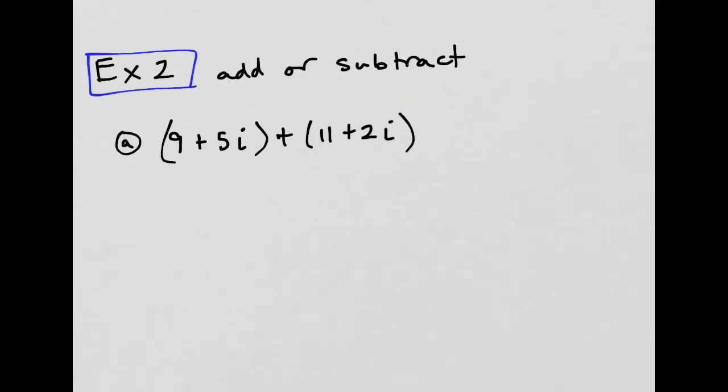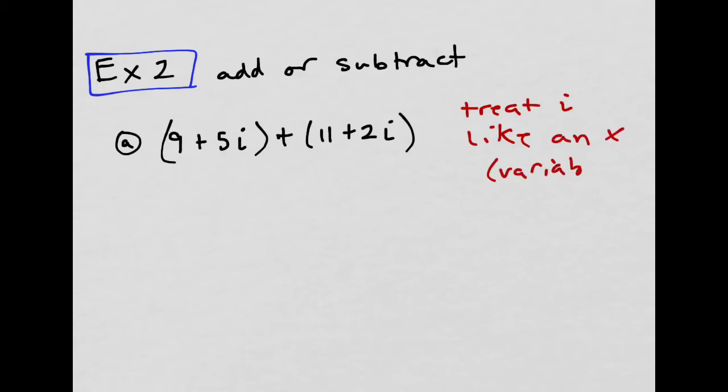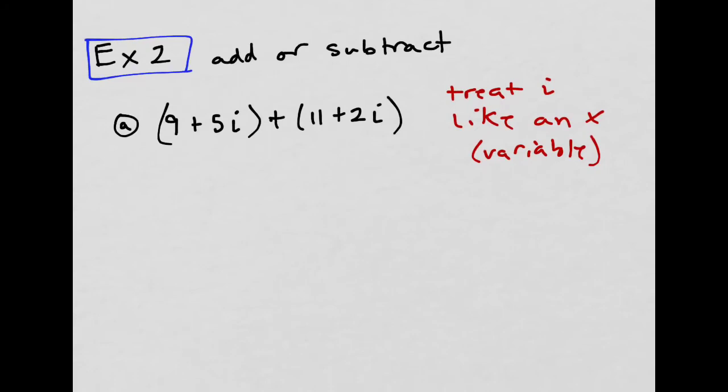Here it says add or subtract, and we've actually done this already as well. What we're going to do here is treat i like it's an x, or a variable. What does that mean? Well, I'm just going to combine like terms. This is a plus here, so I don't really need the parentheses. That's 9 plus 5i plus 11 plus 2i.